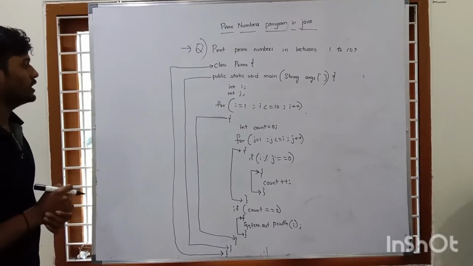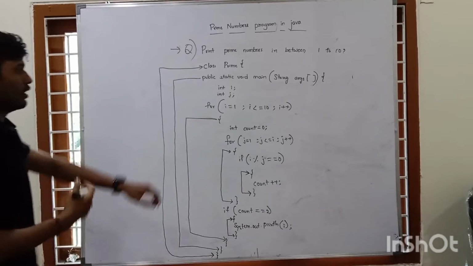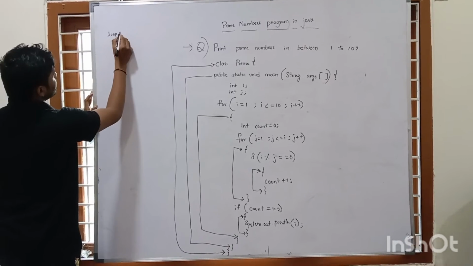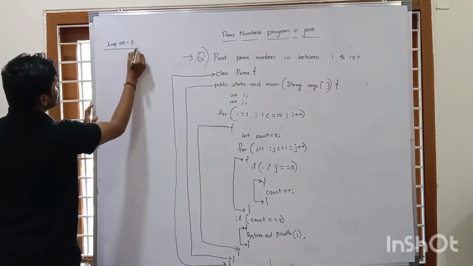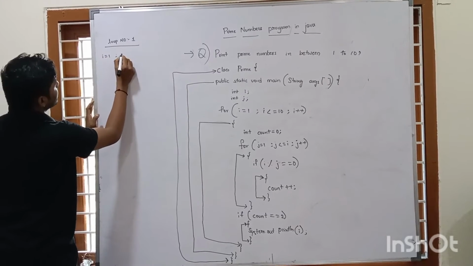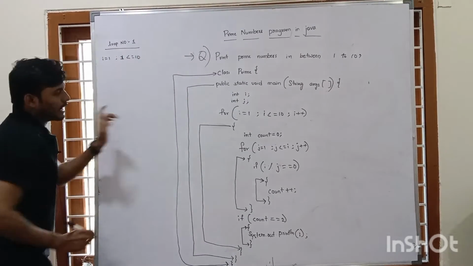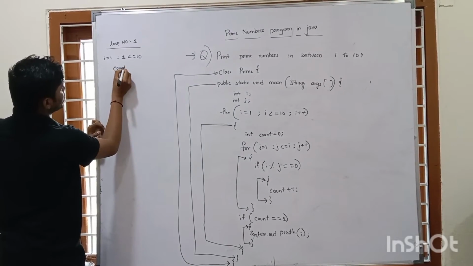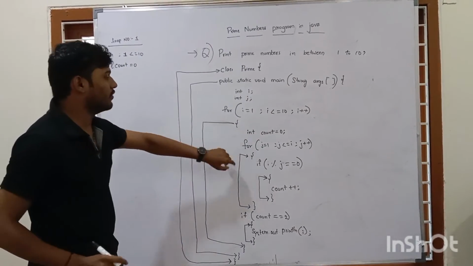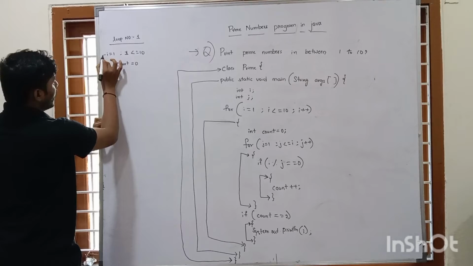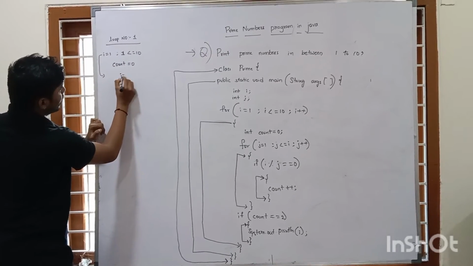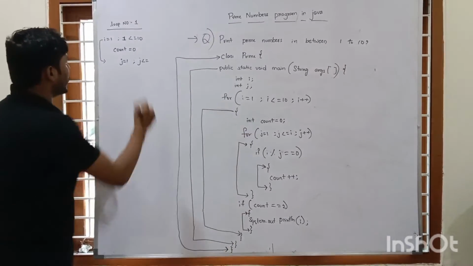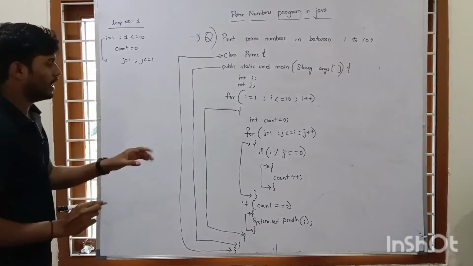Now we can go through each one by one, loop wise, how it will be executed. Now loop number 1. The i value is 1 and then 1 is less than or equal to 10. Condition is satisfied here. Now count value is by default 0. In that for loop we are following another for loop: j equal to 1 and j less than or equal to i. What is the i value here? i value is nothing but 1.